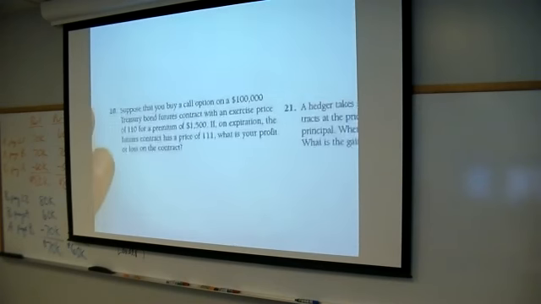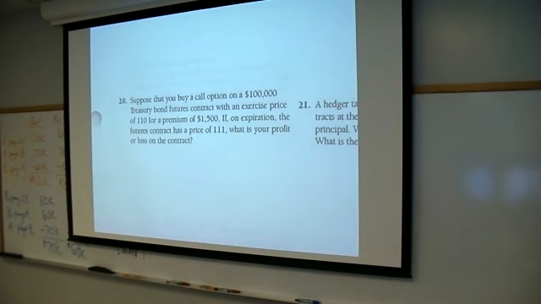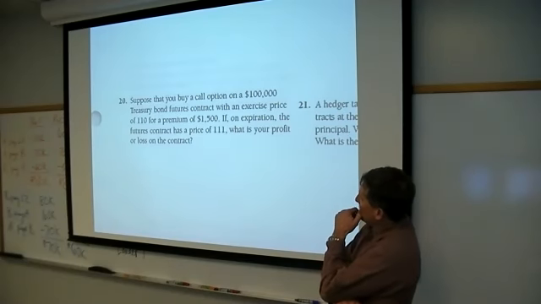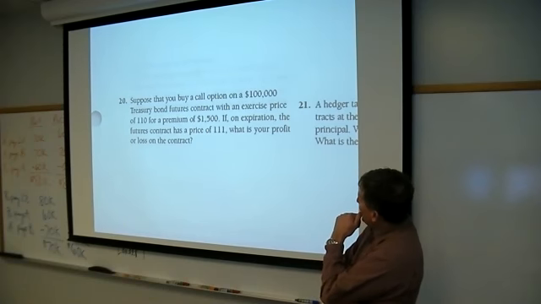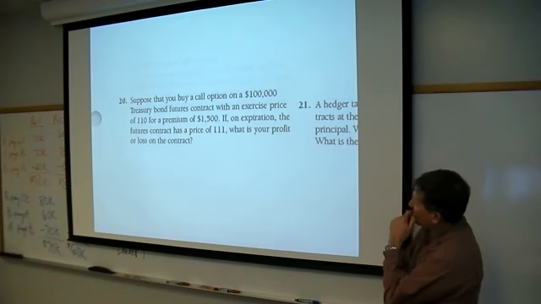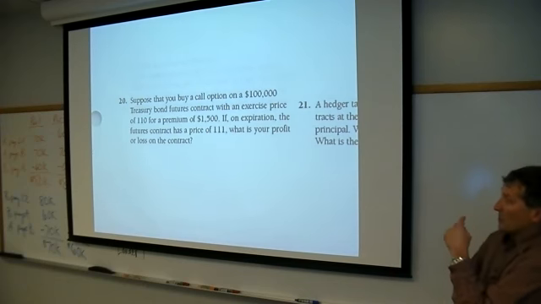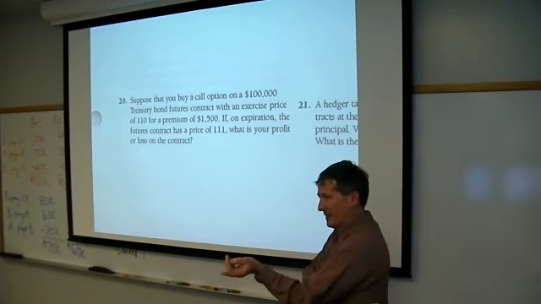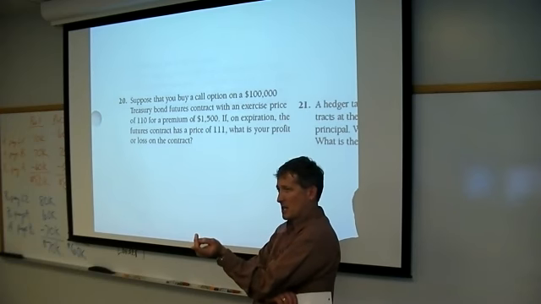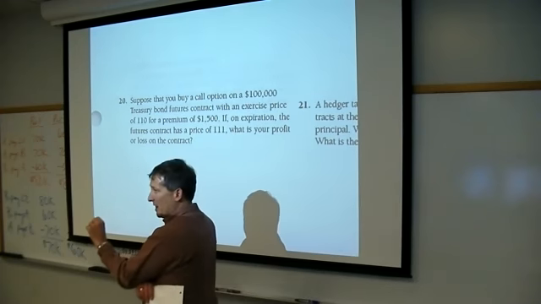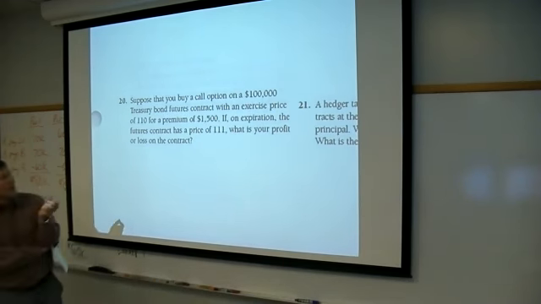Let's look at number 20. Suppose you've got a call option on a $100,000 treasury bond, exercise price of 110 for a premium of 1,500. On expiration, the futures contract has a price of 111. What is your profit or loss on the contract? So a call option, long position or short? With a call, we have the call and the put. Is it an option to buy or an option to sell? Option to buy with the call. So you've got the right to buy it.